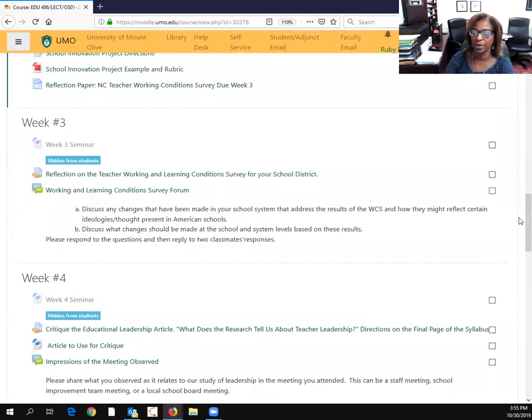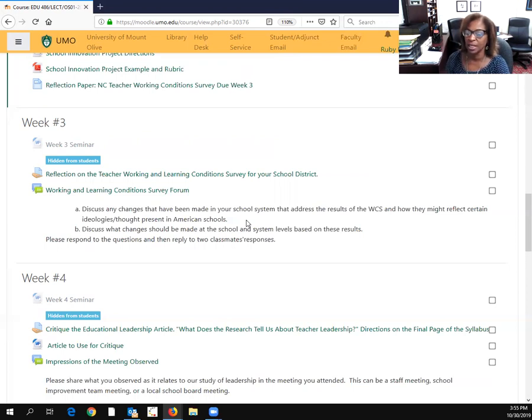So for the week 3 seminar, of course, the reflection paper is due. And of course, you have a forum, the Working Conditions Survey Forum. A says, discuss any changes that have been made in your school system that address the results of the Working Conditions Survey and how they might reflect certain ideologies or thoughts present in American schools. So you need to go back and look at your Teacher Working Conditions Survey. Maybe look at what the issues were and see if anything has changed. If it has, then share those with us in the forum. If you have not seen any changes, then share that, okay?